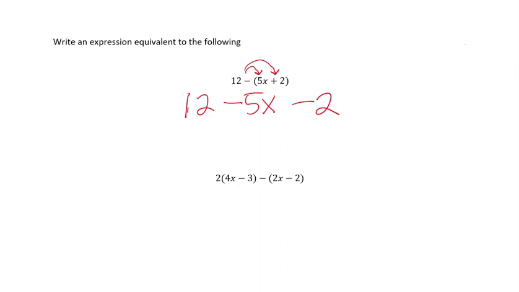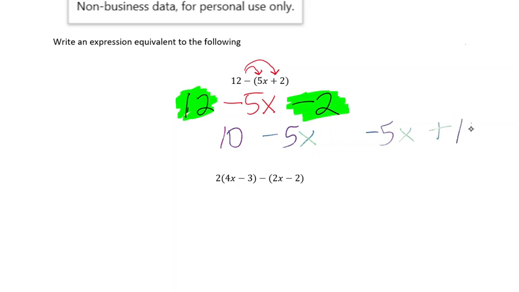The constants here are the two terms that are alike, and the constants are positive 12. And make sure the sign stays with the term, so 12 and negative 2. When we combine 12 and negative 2, we get 10 minus 5x. Another way to write that is negative 5x plus 10.